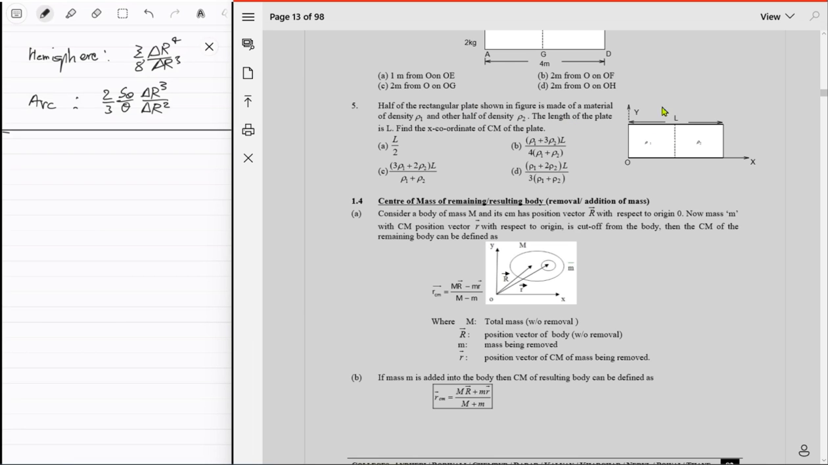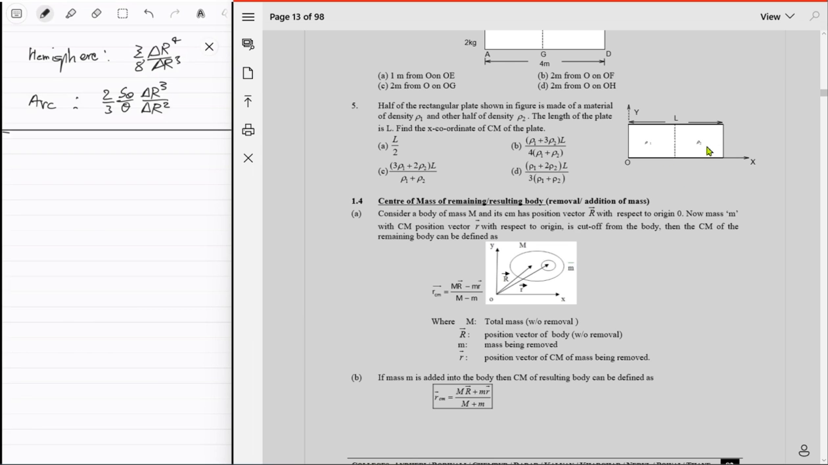Rectangular. Oh, you just want the x coordinate anyway, right? Exactly. We can do this. So this is L upon 2, or actually what? Oh, it's L upon 4, isn't it? Yeah, L upon 4. And this is 3L upon 4. And it's rho 1, rho 2, whatever. Just the x coordinate, of course.